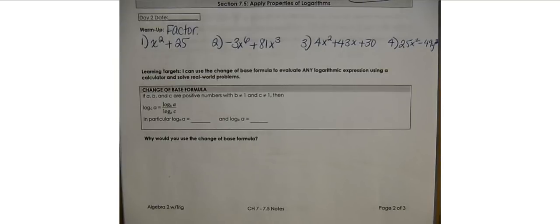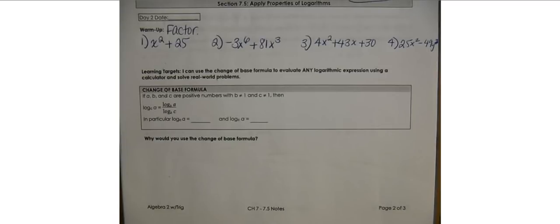Before we get started, I would like you to please go ahead and factor the following. We have 4 problems that I would like you to factor. The first one is x squared plus 25. The second one is negative 3x to the 6th power plus 81x to the 3rd power.